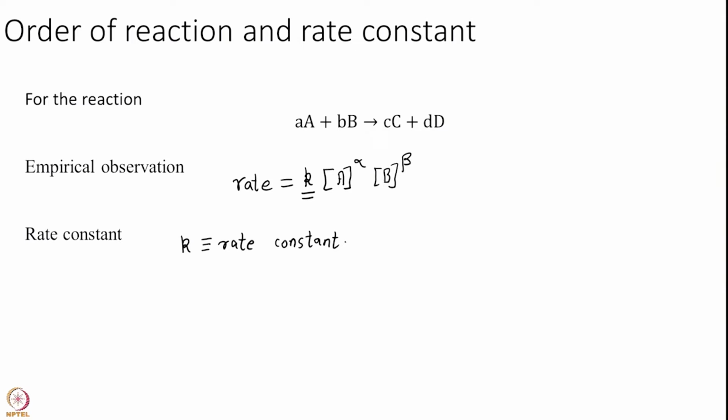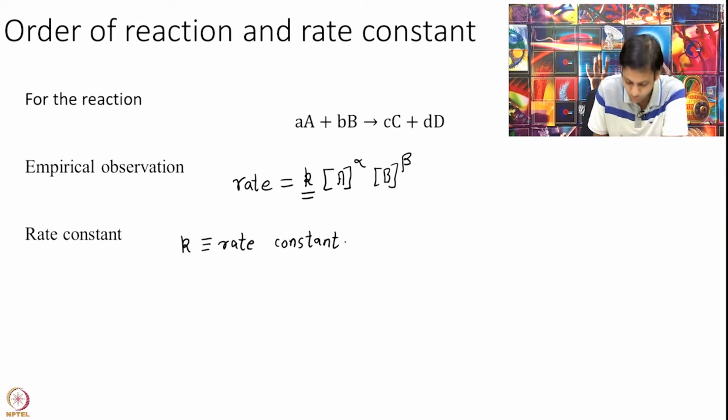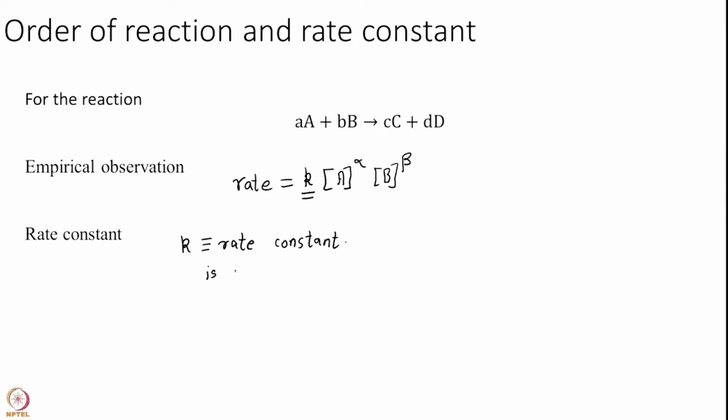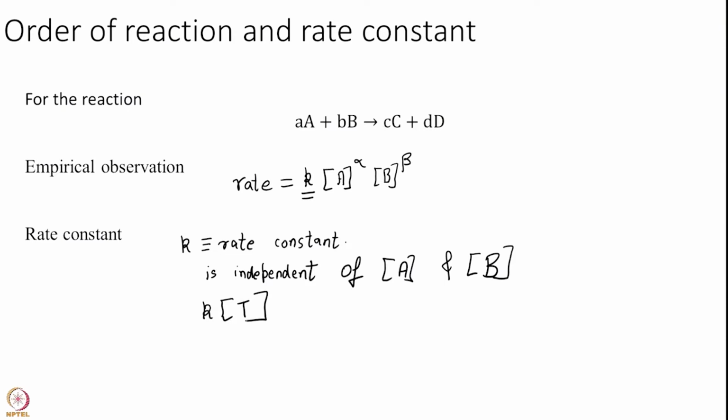Another important thing to note, which is often missed by many students, is that this rate constant is independent of concentration of A and concentration of B. That is by definition. k is simply a number, but it does depend on temperature. So, we will be looking in this course specifically at how to calculate this k as a function of temperature.